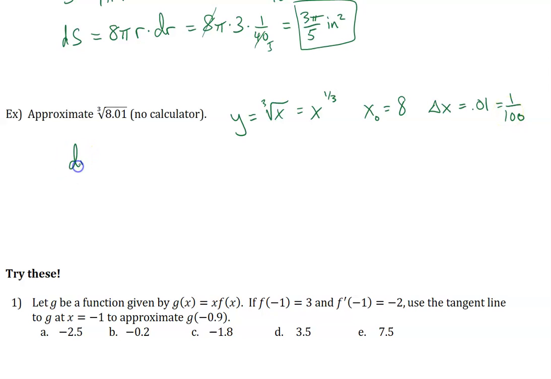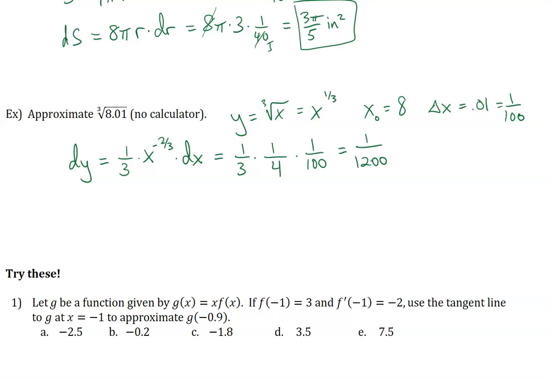Okay, so let's figure out our approximate change. So dy is equal to the derivative of this function, which is 1/3 times x to the negative 2/3 times dx. Okay, then plugging in our values, we get 1/3 times 8 to the negative 2/3, which is 1 over the cube root of 8, which is 2, squared is 4, and then times dx, which is 1/100. Okay, multiply those and we get 1 over 1200.